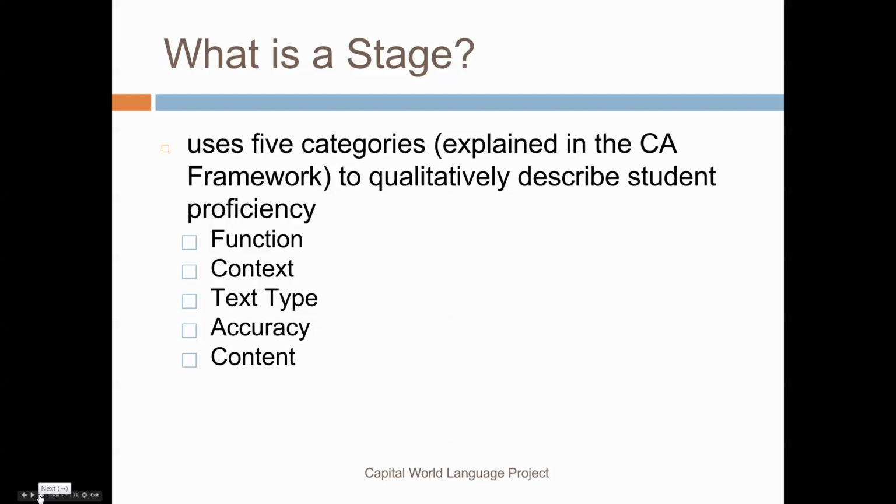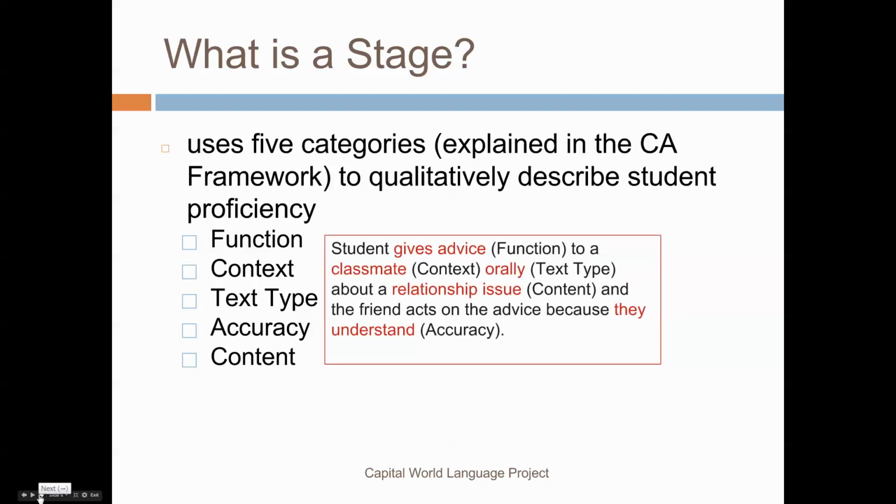Here's an example. A student gives advice to a classmate orally about a relationship issue, and the friend acts on the advice because they understand it. So giving advice is the function. It's the task that the student was trying to do with the language. Giving it to a classmate gives us the context. It tells us that they probably know each other and that the situation is probably informal.